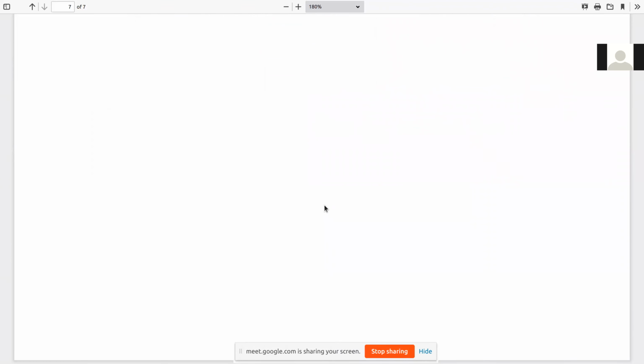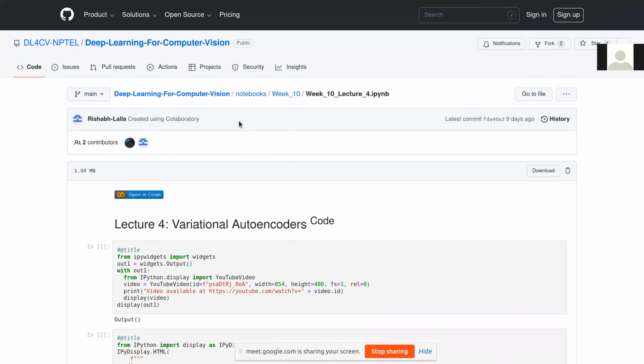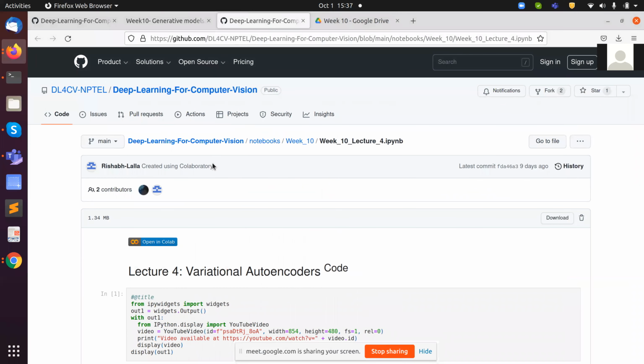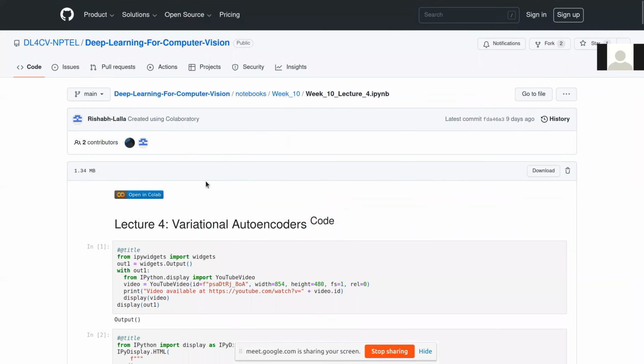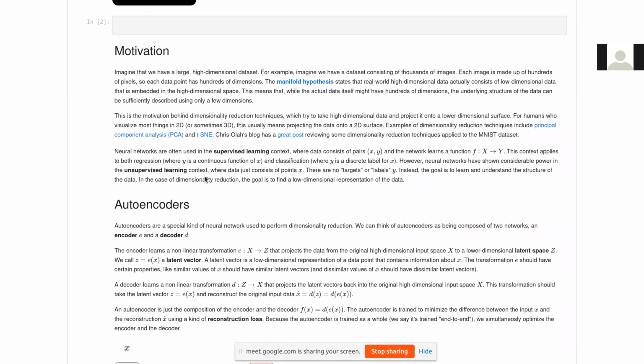Now, I would like to discuss the implementation of variational autoencoders in PyTorch. So, do you have any questions so far? Okay. So we'll look at this then.